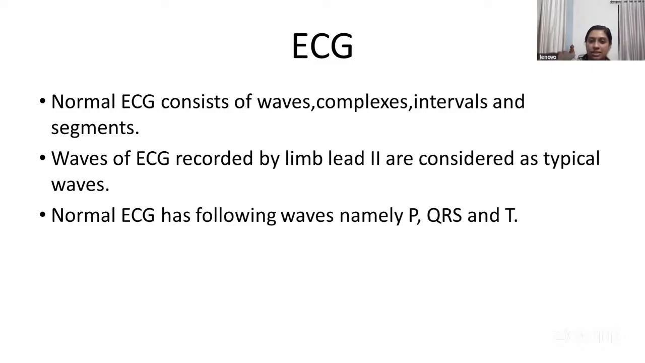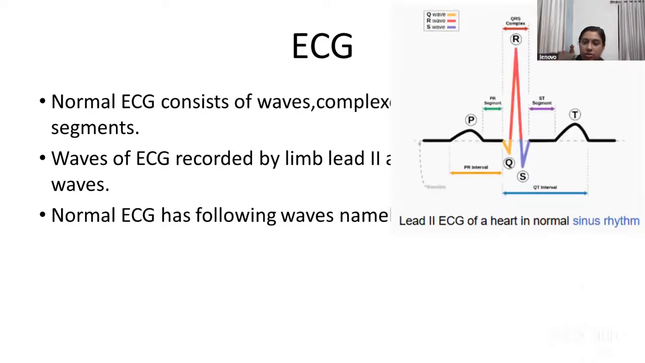Now coming to the ECG. What is an ECG? It consists of waves, complexes, intervals and segments. Usually the waves of the ECG are recorded by limb lead 2. They are considered typical waves. It can be asked as an MCQ. A normal ECG has P waves, QRS and T waves. These are the normal waves of the ECG. So this is the image of an ECG.